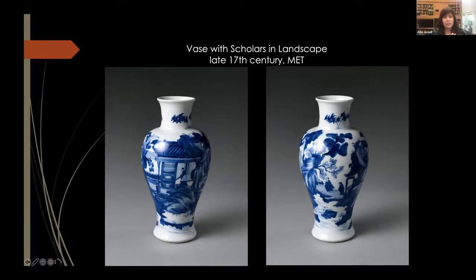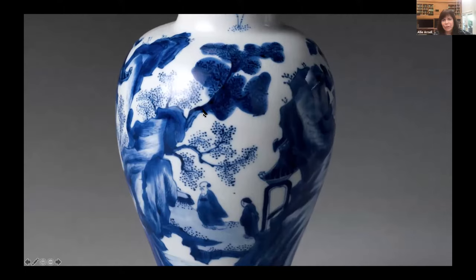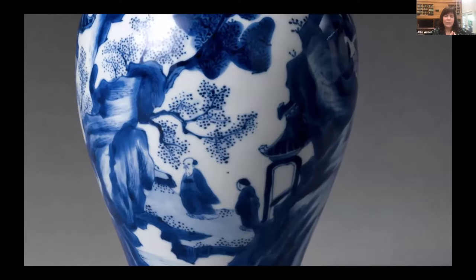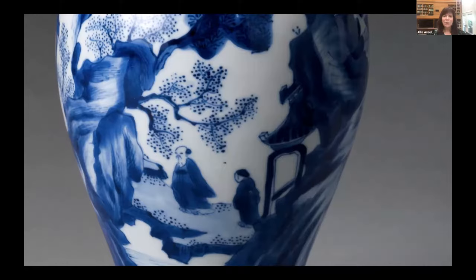Because I think when we get closer, what you can see, of course, is the variety in the blue tones. So you have the very, very dark tones here to the almost white tones here. And that is reflecting what's happening in the ink painting as well. This is not usual, to see things that are happening in other media being reflected in ceramic production in China.